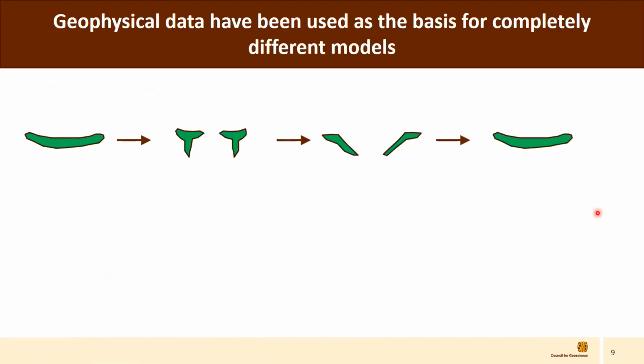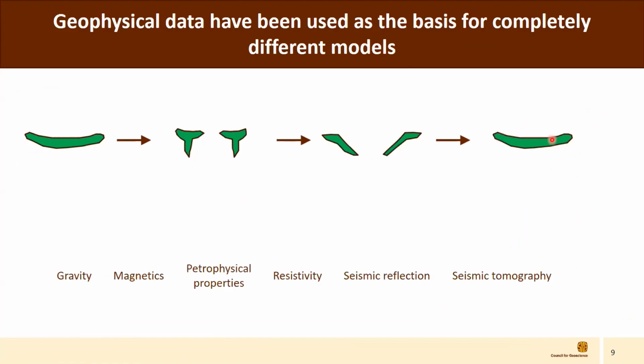So if we think about it, we started from here, where it's a single sort of body. Then we went here to there, and now we're back here. And all of this was supported by geophysical data. So as we got more data, our perception changed. Over time, we got more and more data.